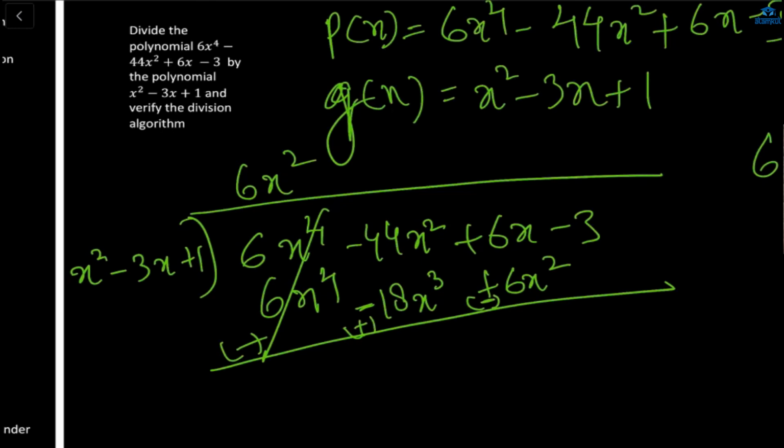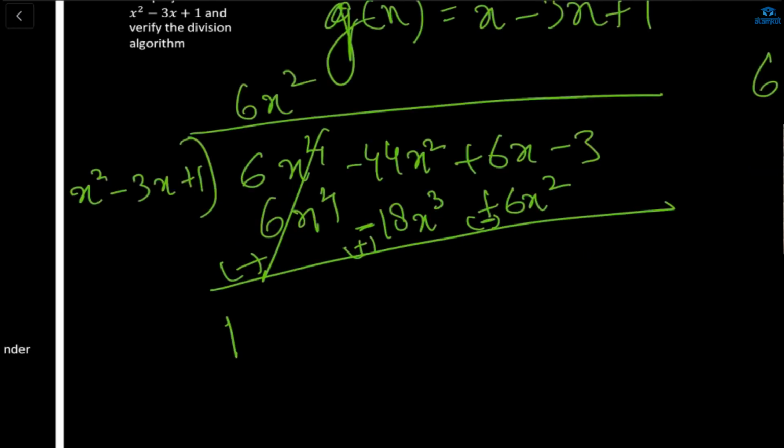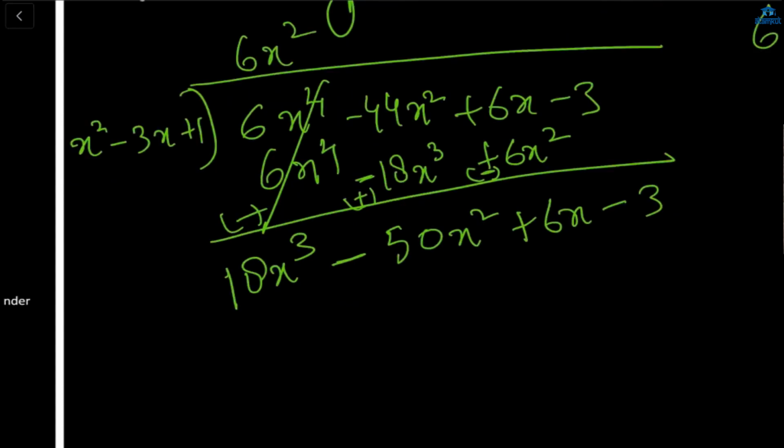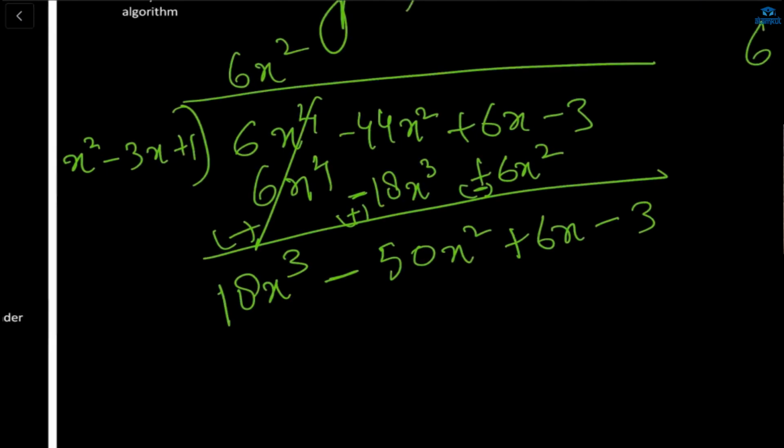Now the cube value is not there, so it will be 18x cube, and the square value is there, so it will be minus 50x square plus 6x minus 3. So this is the value that we got. Now Safiya, can you tell me how I'm going to cancel this 18x to the power cube?